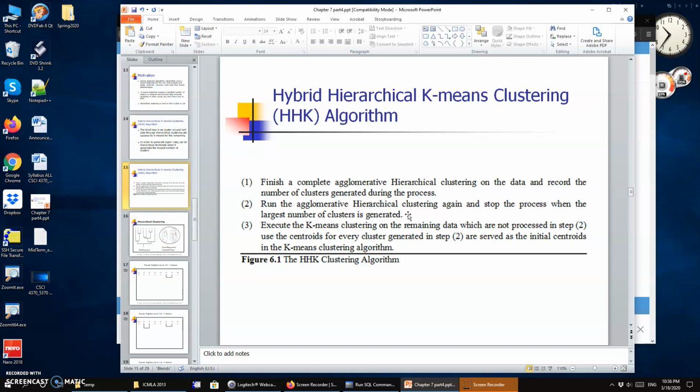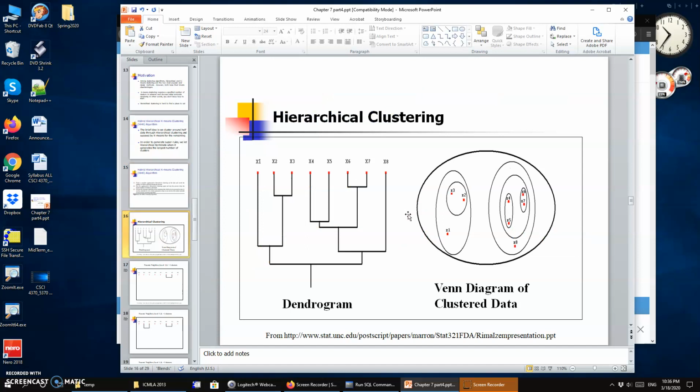However, at the same time, for those points that are not clustered yet, we will use k-means clustering to assign them to the closest points and then recalculate the center until there is no change. So let's take a look at an example. By looking into this one, it's the same thing that we have seen.